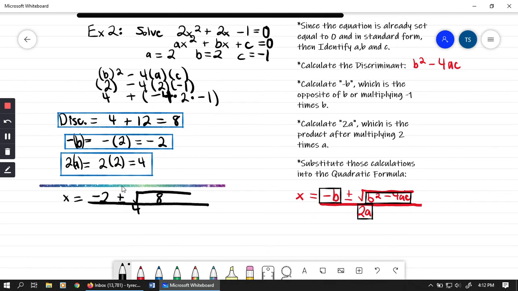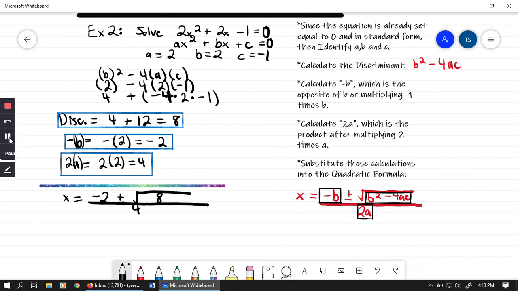Alright, so from there, what we want to do is go ahead on and see if we can simplify this. And here, it is possible to simplify this, even though we can't take the square root of, or I'll put it like this: this discriminant or radicand 8 is not a perfect square. However, we can write this radical in its simplest radical form.